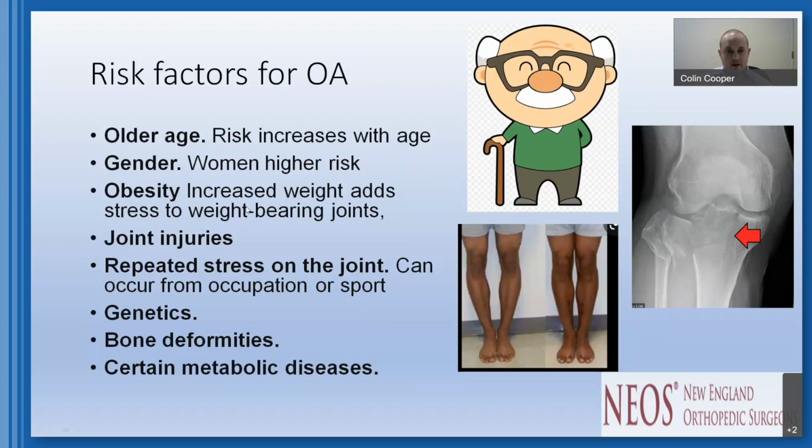Obesity is one of the modifiable risk factors, as increased weight puts increased stress on the joints, accelerating the arthritic process. Injuries to the joint can predispose you to arthritis, and that can include knee fractures. And that's what this picture is showing, a fracture of the intra-articular tibia. This bone should be here, and there's also a fracture of the fibula bone.